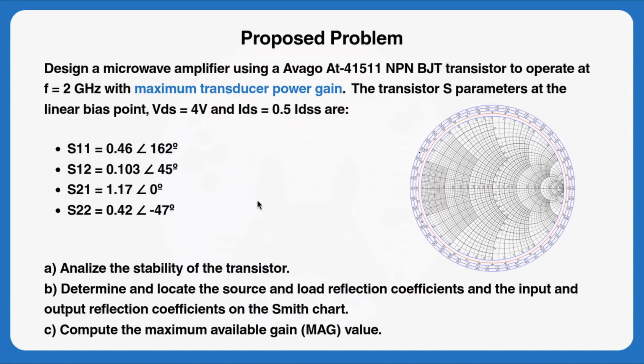The proposed problem consists of the design of a microwave amplifier using the transistor that can be seen on the screen. This transistor will operate at 2 GHz at MAG conditions. The S parameters are shown in the slide. The problem consists of analyzing the stability of the transistor, identifying the source and load reflection coefficients and the input and output reflection coefficients on the Smith chart, and finally computing the maximum available gain, MAG value.